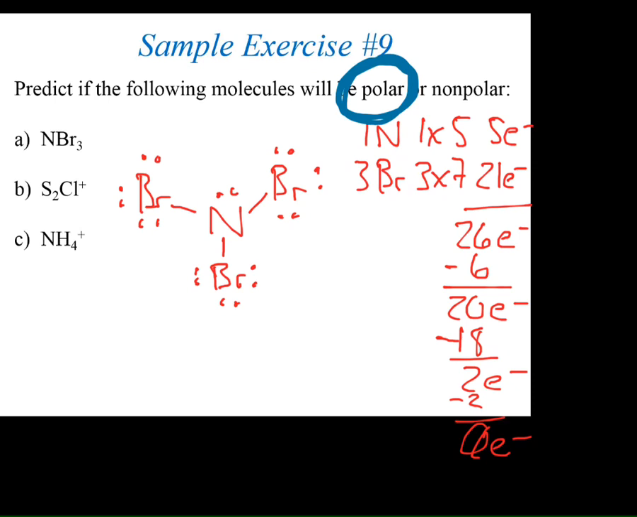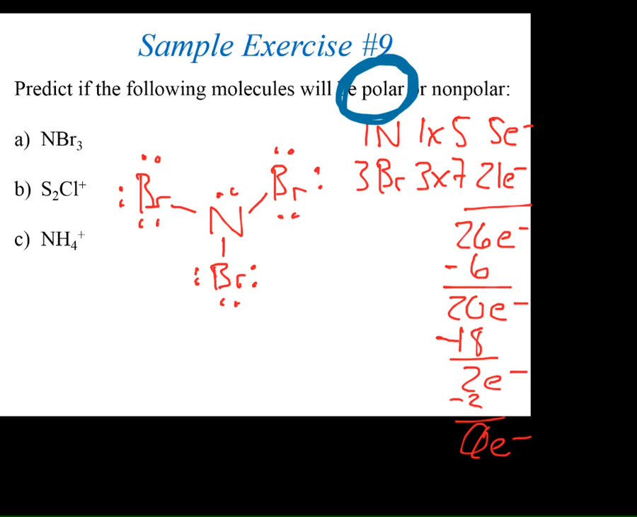So basically, if there's a lone pair, it's not going to be symmetrical. But you wouldn't know there was a lone pair unless you drew it out, right? Because you can't tell that from NBr3. You can't tell that. That's why you have to draw it out to see, oh, I see there's a lone pair here, so it must be polar. There is a lone pair, that makes it polar. If there's a lone pair, it's going to be polar.